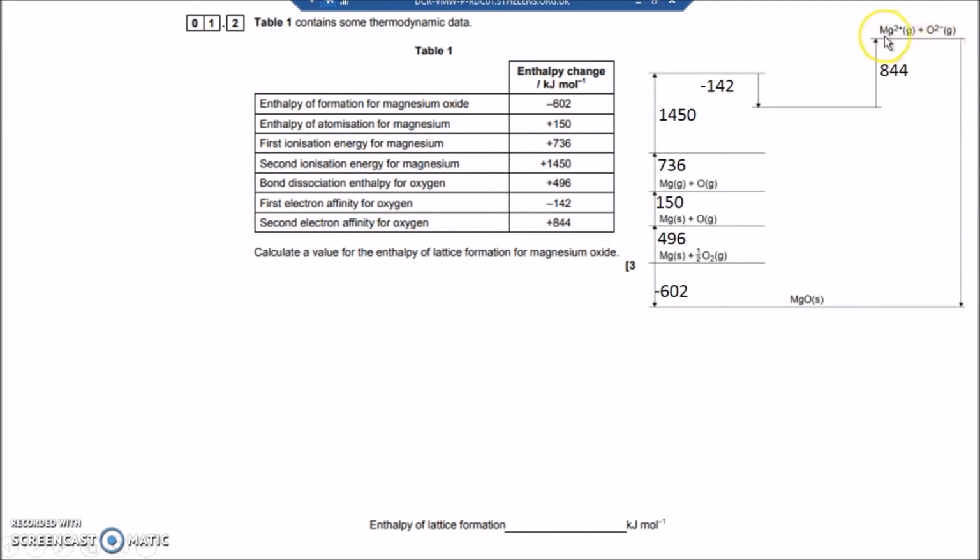So to go from here to here is not plus 844, it's minus 844 because the arrow is going in the other direction. And then to go from here to there, the arrow is going the other direction. It's a plus 142. Come down here, it's a minus 1450, a minus 736, a minus 150, a minus 496, and this one's going in the right direction, a minus 602.